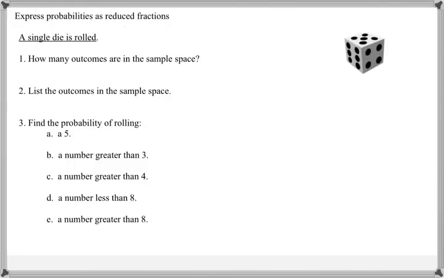For the next questions, it says a single die is rolled. So a standard die has 6 sides and they are labeled 1 through 6. So number 1 says how many outcomes are in the sample space. This would be 6. Number 2 says list the outcomes in the sample space. So the die could either land on 1, 2, 3, 4, 5, or 6.